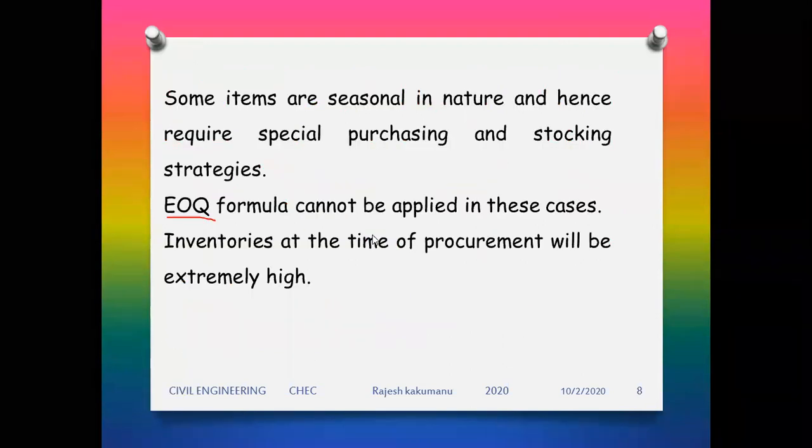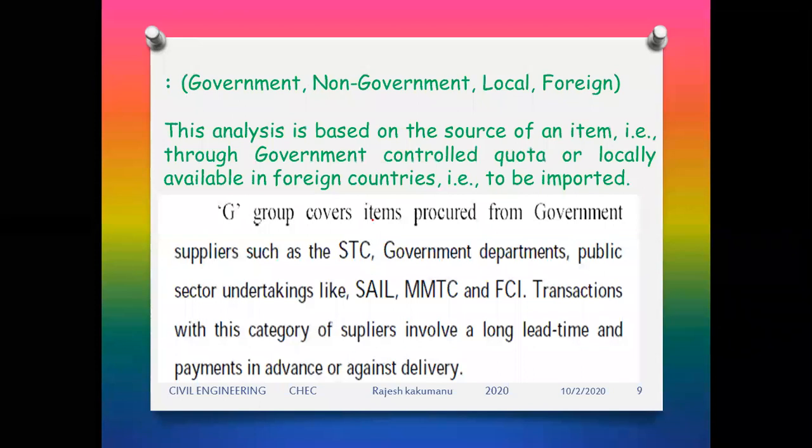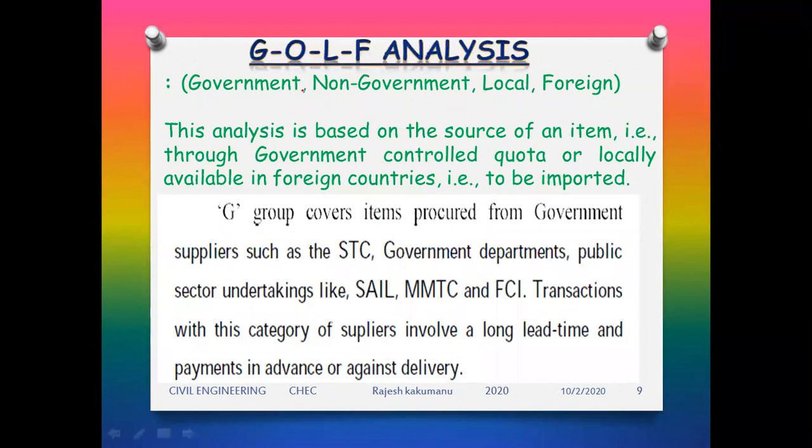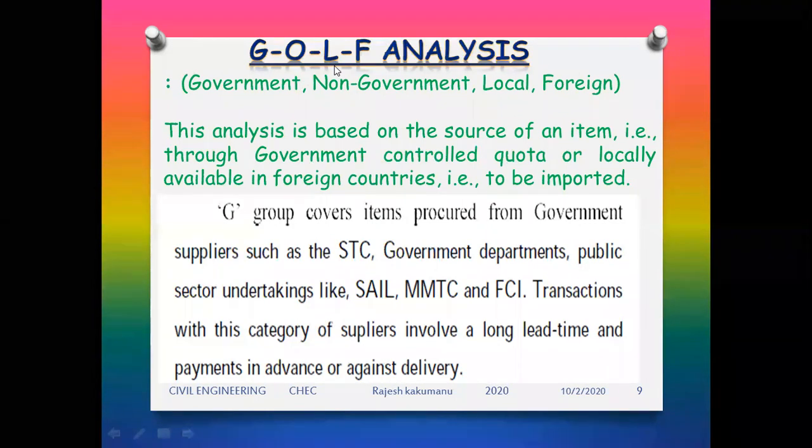Okay. Next one is GOLF, that is golf analysis. We simply call it golf analysis. So here the G stands for government, O stands for others or non-government, L stands for local, F stands for foreign. So by the words, we can come to a conclusion that the availability of these items depends upon the management, depends upon the higher management.